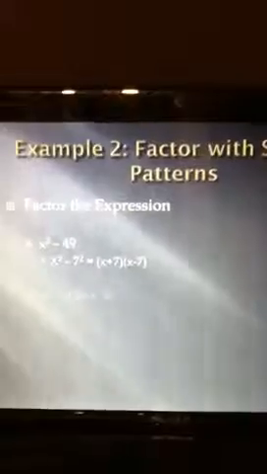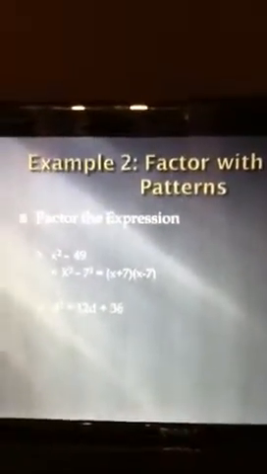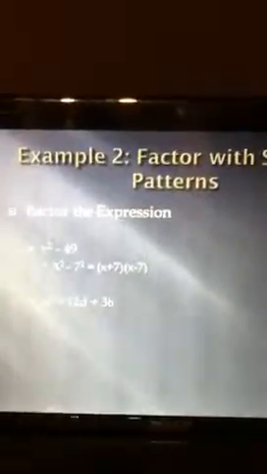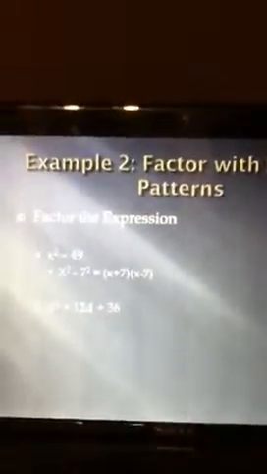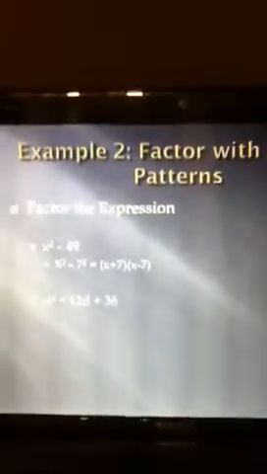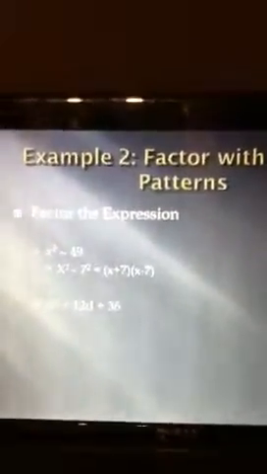For the second example, we're going to be looking at a perfect square trinomial, which is d squared plus 12d plus 36. This is a little harder to notice, but it can be quickly seen as well.